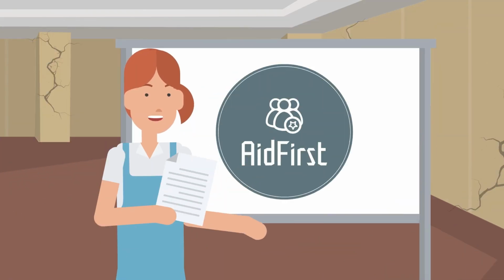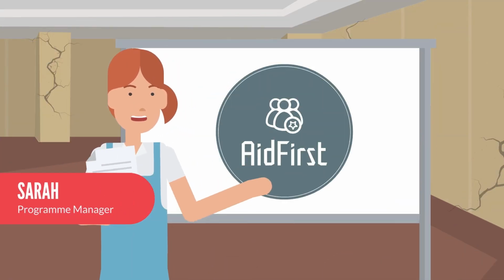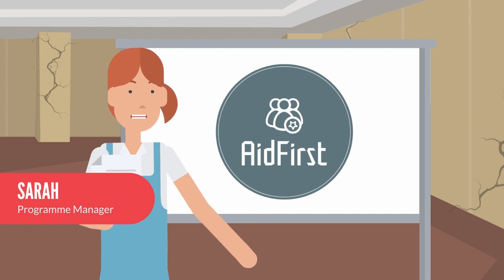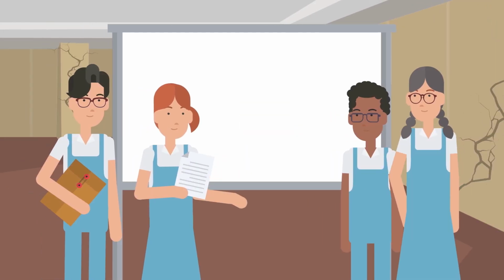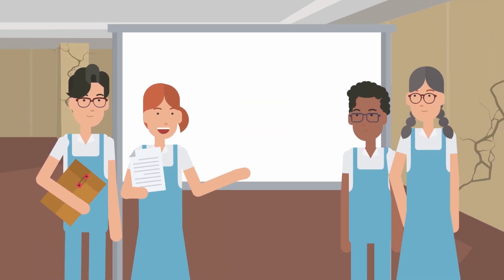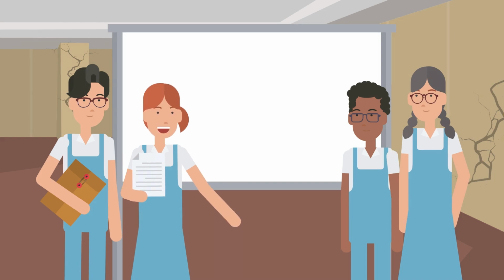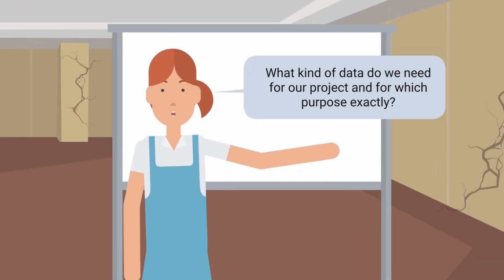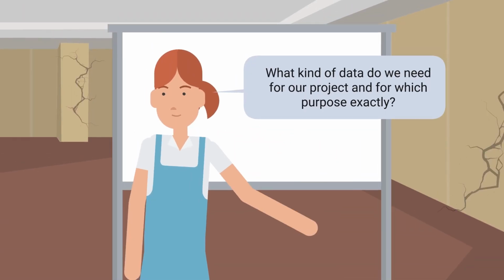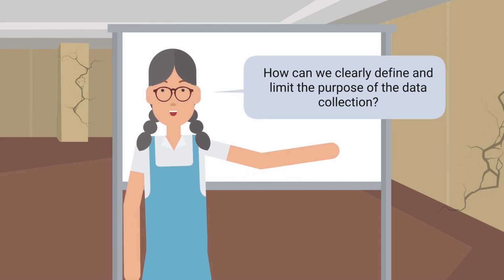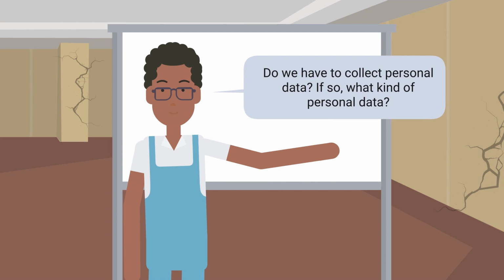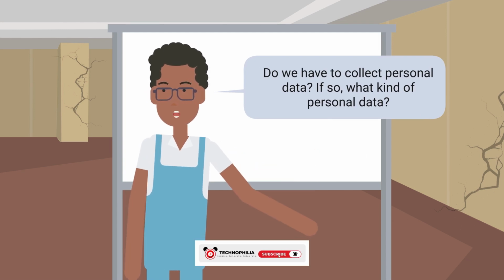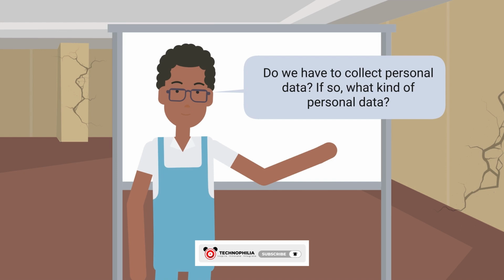To plan for the project, Program Manager Sarah meets with local authorities, community leaders, and project stakeholders to define the precise purpose of data collection. The team asks themselves questions to define and limit the purpose of the project data. What kind of data do we need for our project and for which purpose exactly? How can we clearly define and limit the purpose of the data collection? Do we have to collect personal data? If so, what kind of personal data?